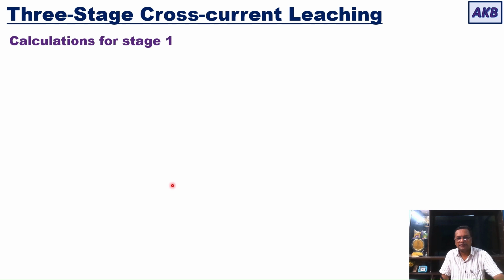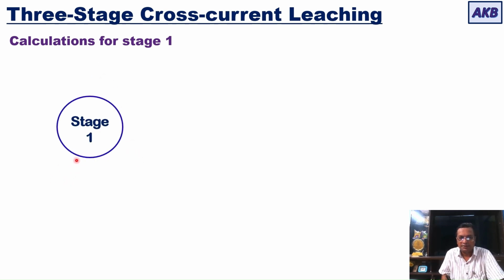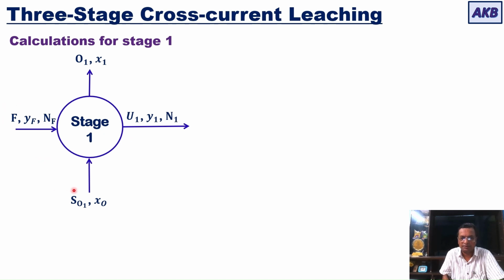Now let us do calculations for each stage separately. Let us start with stage 1. Let us understand what calculations are involved for stage 1. So I will show stage 1 separately. Stage 1, feed enters into stage 1. It is contacted with solvent, rich solvent, and overflow is taken out of this stage and underflow is taken out of this stage. Now you know what are the notations that I have used in the discussion.